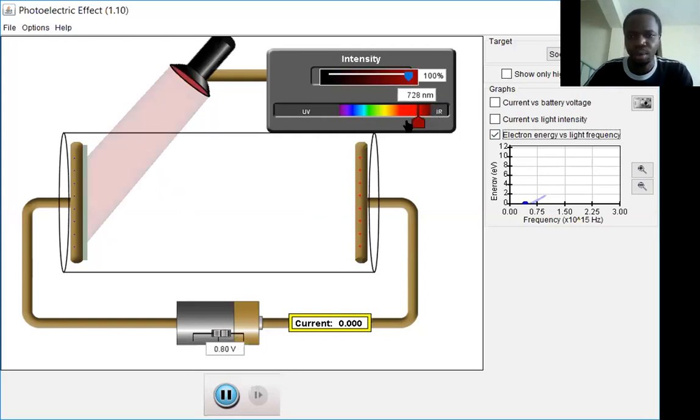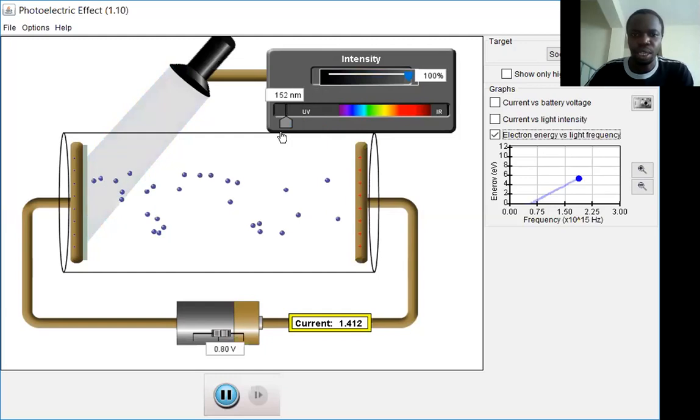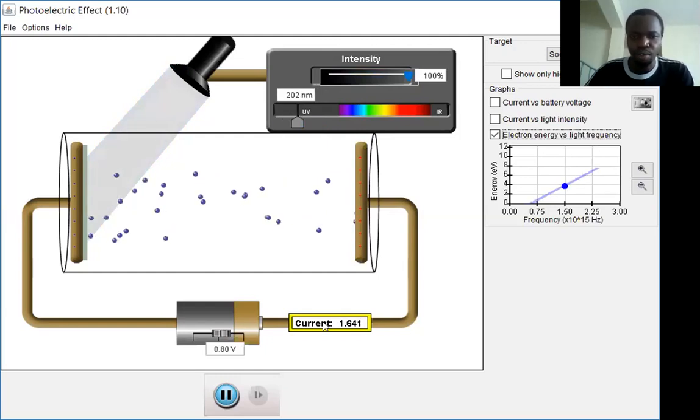What happens? I want you to observe this graph here. Intensity is constant. All other things are constant. You just vary the frequency. As we reduce the wavelength, we are increasing the frequency. Look at the number of electrons ejected. You also observe the current down here. So what happens to the current? Yes, the current is increasing.